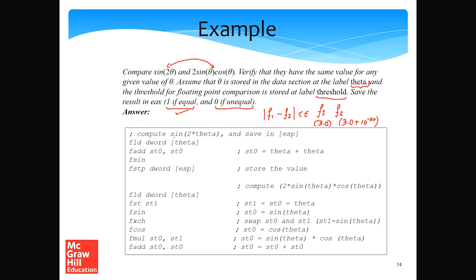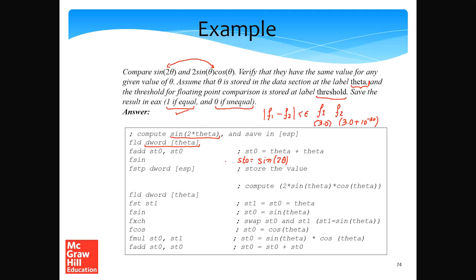So let's do one thing. Let's first compute sine 2 theta and let's save it in memory. So the first thing that we do is that we load the constant theta from memory. So we assume that the value of the angle theta is stored in the memory at the label theta. So we load the contents onto the stack top, which is st0, and then we add st0 with st0, essentially compute 2 theta. Then we compute the sine of this. So basically at this point st0 is equal to sine of 2 theta.